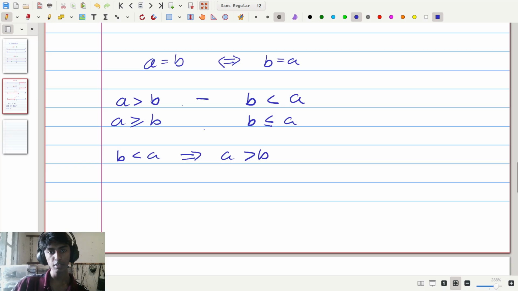A greater than B implies that B is less than A. A greater than or equal to B implies that B is less than or equal to A. B less than A implies that A is greater than B, and B less than or equal to A implies that A is greater than or equal to B. So here, if we want to reflect an inequality in the same way that we can reflect an equation, we must also remember to reflect the inequality sign. These inequality signs are of course designed so that we can easily do this.